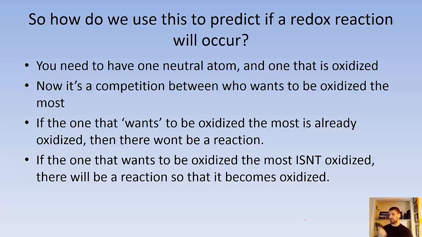But if the one that wants to be oxidized more isn't, then there's going to be a reaction. It's going to react with the other atom. It's going to be like, yo, I should be the one that's oxidized, not you. I want it more, and we're going to react.